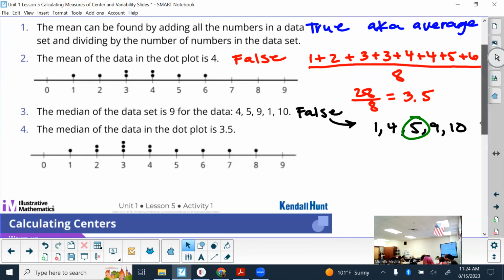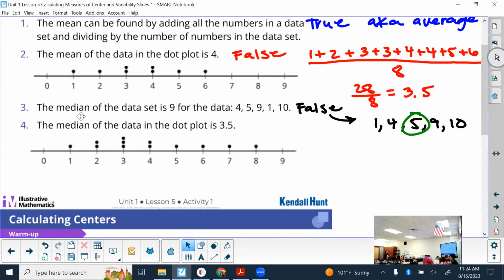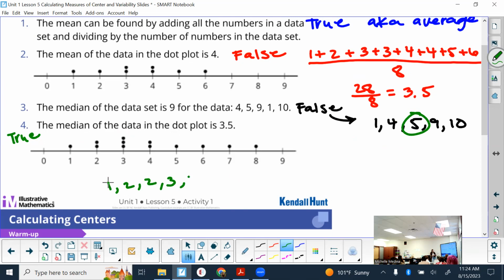All right, last one, we're at table 6. The median of the dot plot is 3.5, true or false? All right, let's see. Median again is middle number. When it's a dot plot, I like that. Pretty easy, you can just cross out the dots. Or if you're taking a test on a computer, if you can't cross out your screen, then you would probably have to write it out and then keep doing it.